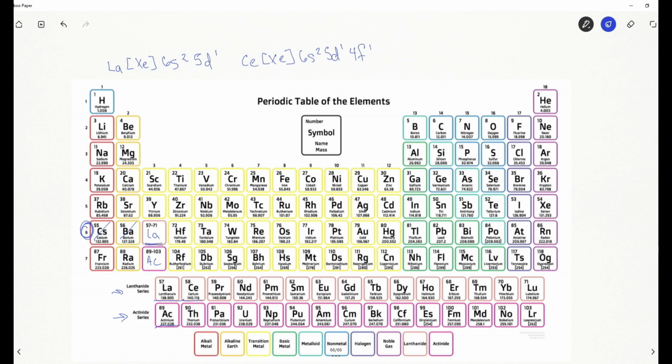Let's do some more electron configurations with our f block. Let's do atomic number 96, curium. Curium is in the actinide series. It is in the 7th period. So I'm going to be using radon as my noble gas. Then I will have 7s2.